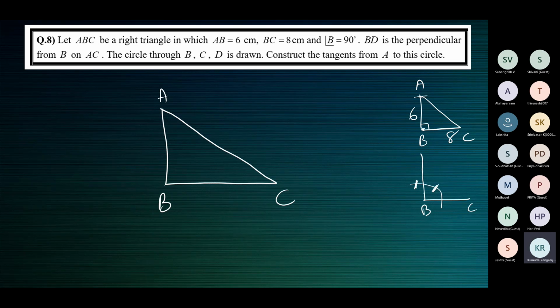So this is 90 degrees. And with B as center and 6 centimeters radius, cut an arc. That's the point A. Join AC. Okay, so like that we got this triangle ABC, in which AB is 6 centimeters, BC is 8 centimeters, and angle B is 90 degrees.